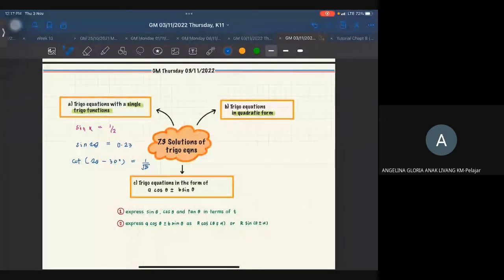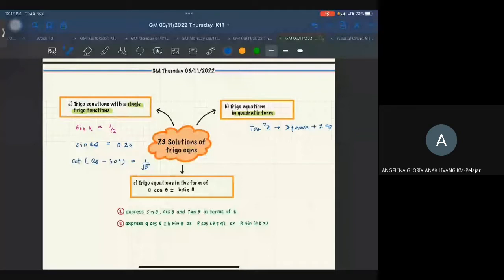Okay, so example yang saya boleh bagi, let's say kita ada tan square x and then plus 3 tan x, okay, and then plus 2 equals to 0. Contoh. Okay, so ini contoh yang pertama. Baik. Let's say pada this one. Okay, tan square x plus 3 tan x plus 2 is equals to 0.